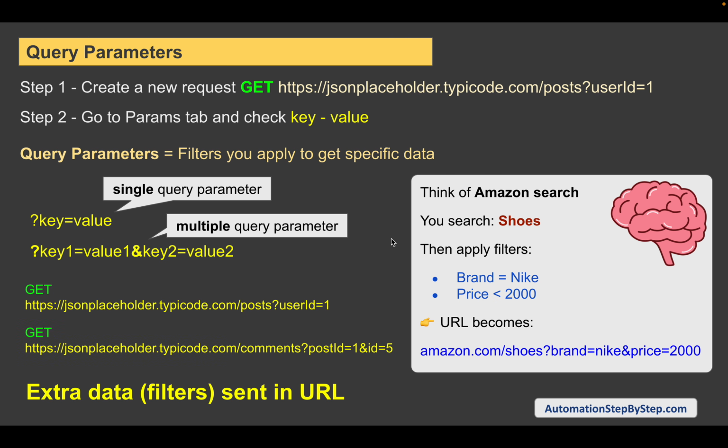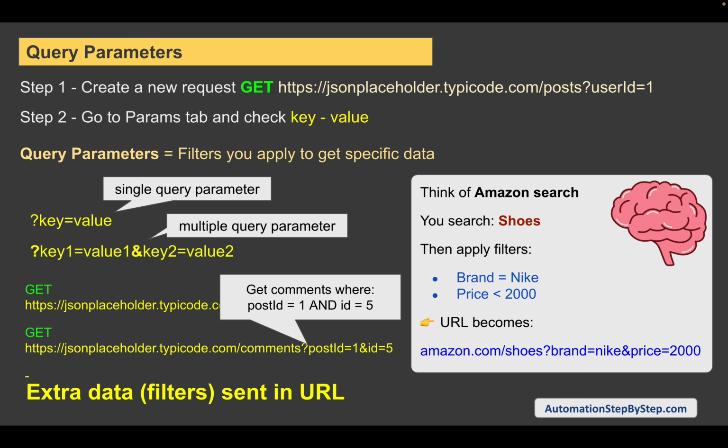This is a single query parameter, and then this is multiple query parameters where we are filtering the comments with post ID 1 and ID equals 5. You can try more of these in your Postman.